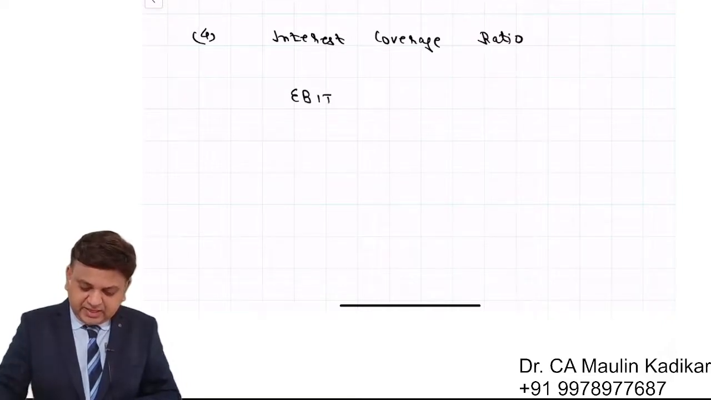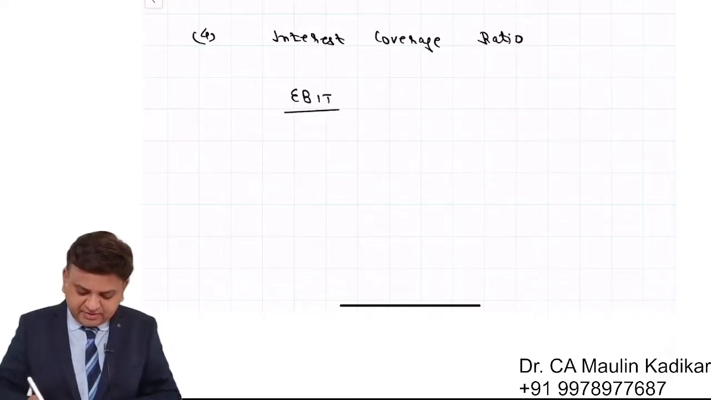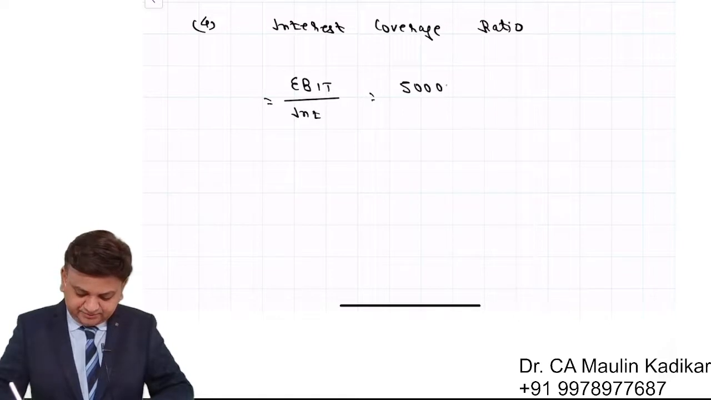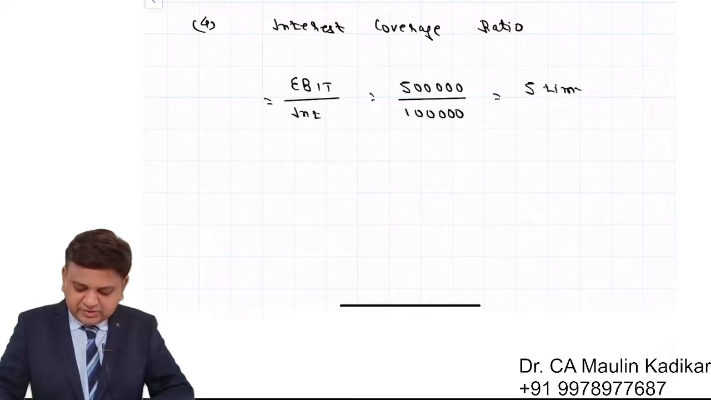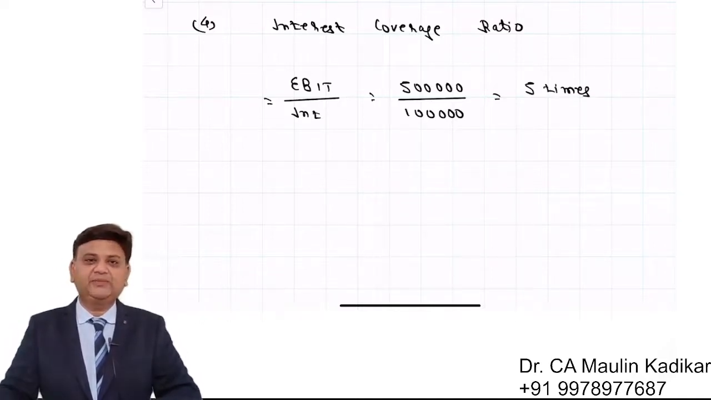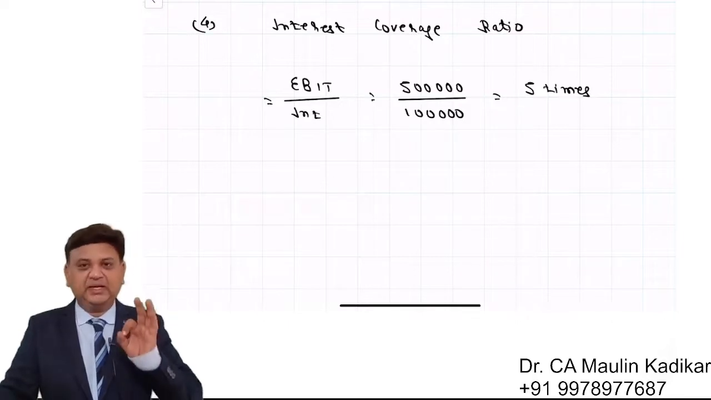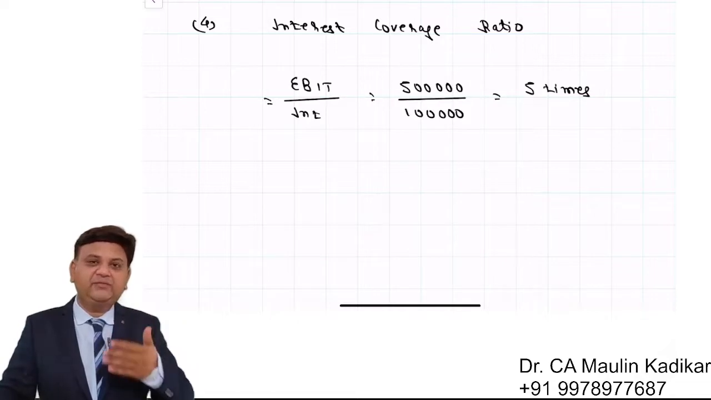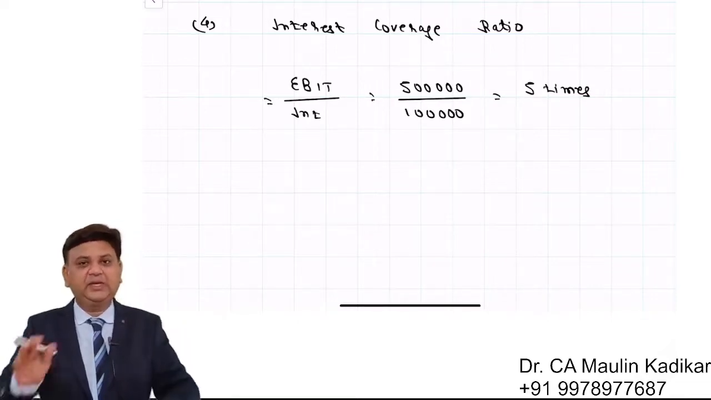It is calculated as earning before interest and taxes divided by interest. What is EBIT? Let us say it is an amount of 5 lakhs. What is the interest amount? Interest amount is 1 lakh. So what is final answer? Final answer is 5 times. So we understand that interest coverage ratio 5 times means that for every 1 rupee of the interest, we have the income of rupees 5.